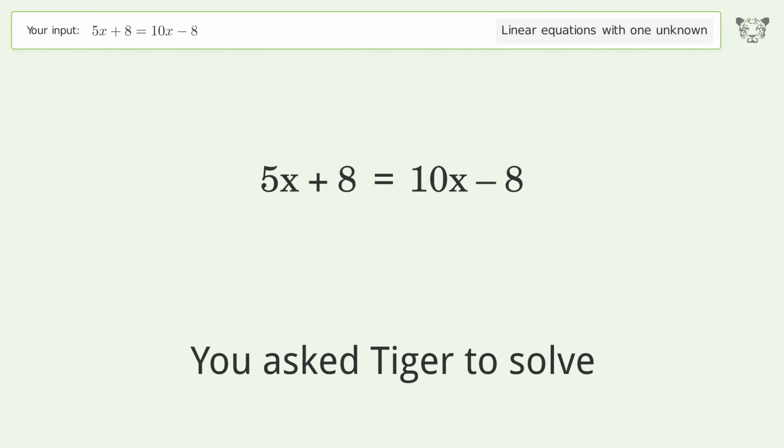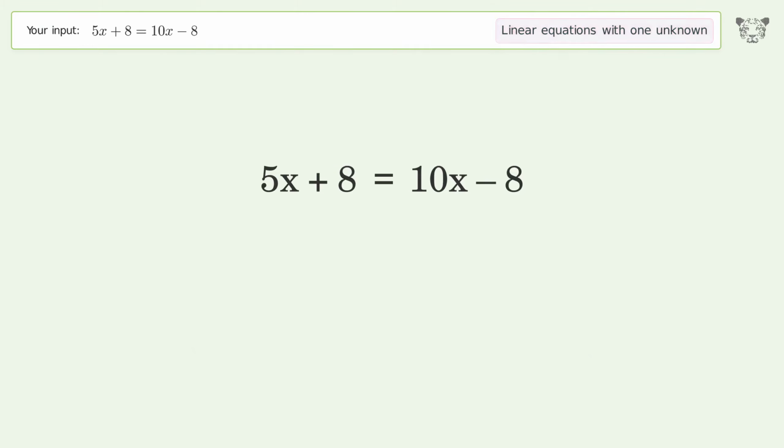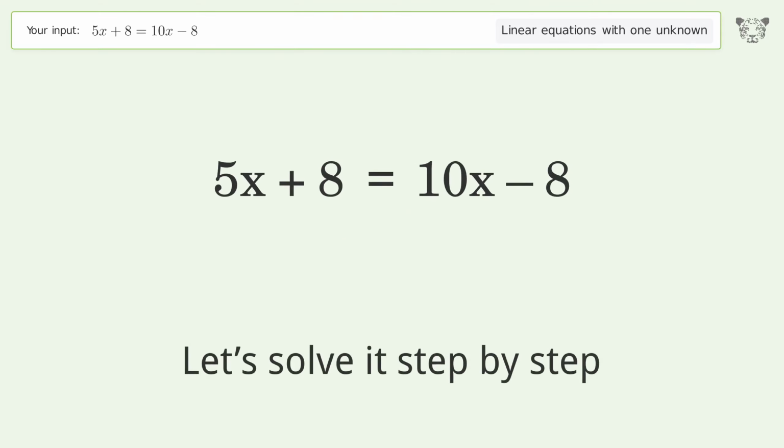You ask Tiger to solve. This deals with linear equations with one unknown. The final result is x equals 16 over 5. Let's solve it step by step.